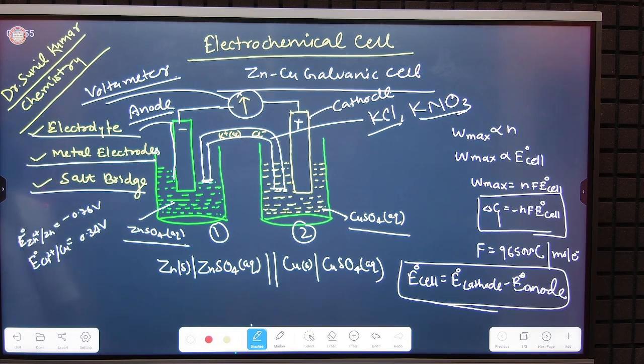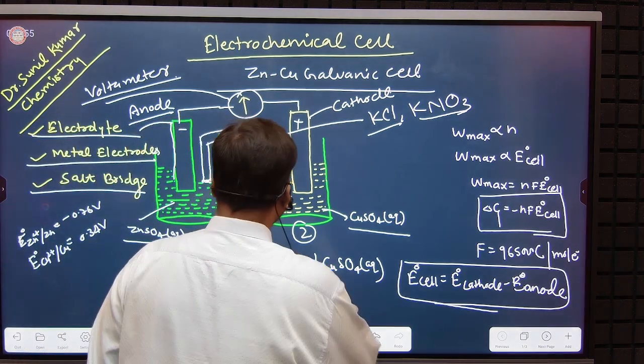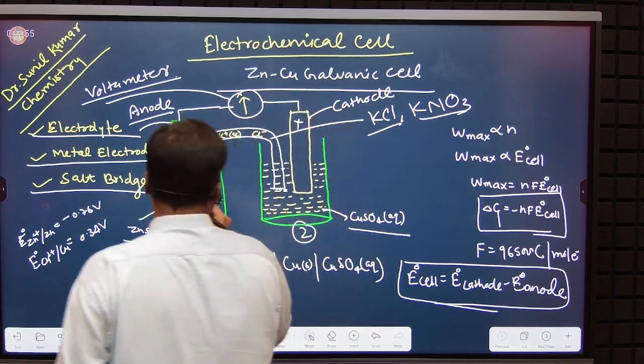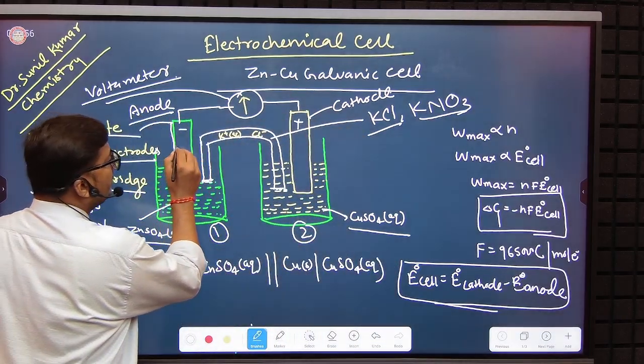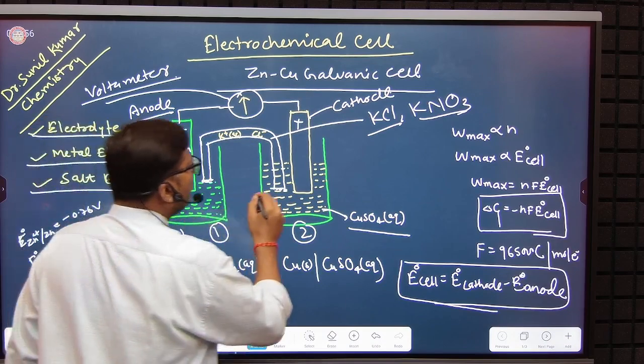Now when the setup is complete, right, what happens is that this is your zinc plate, right, and this is your copper plate.